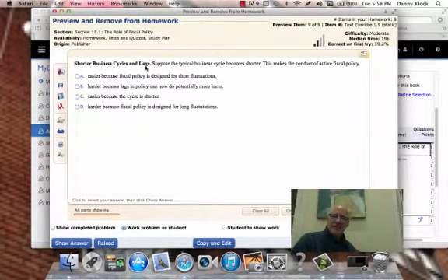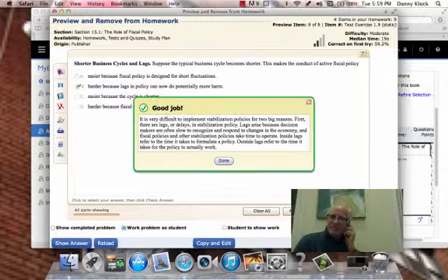Next, a shorter business cycle and lags, right? And again, these lags are the problem of government getting involved for these free market guys. Government puts themselves in and takes too long to come up with a policy, takes too long to implement for the policy to be effective, where it would be working against what it's supposed to be doing. So here, shorter business cycles and lags. Suppose the typical business cycle becomes even shorter. This makes the conduct of active fiscal policy harder, right? Because now lags can do potentially more harm than good, right? Yeah, good job.